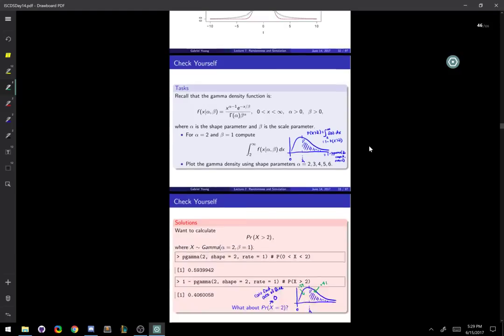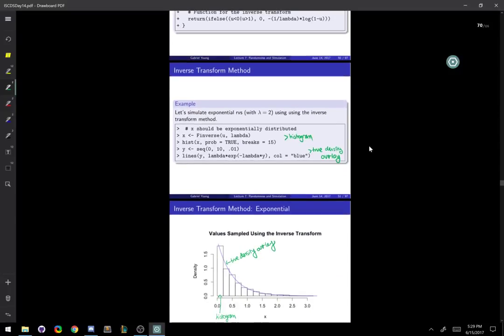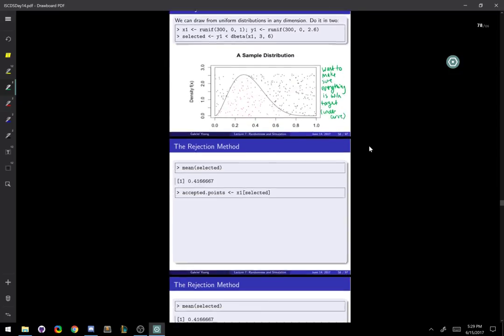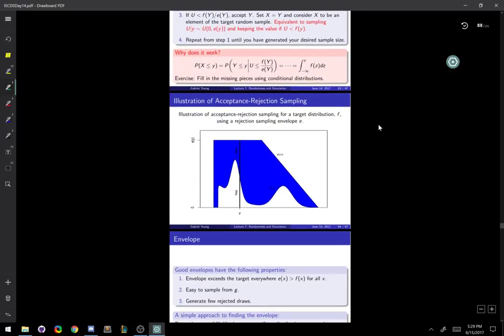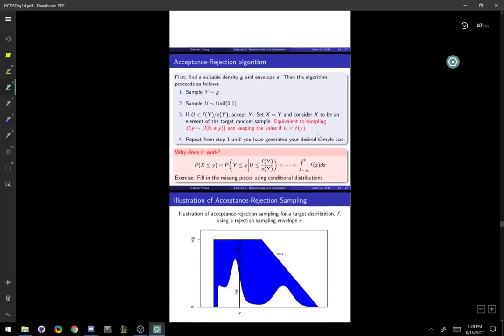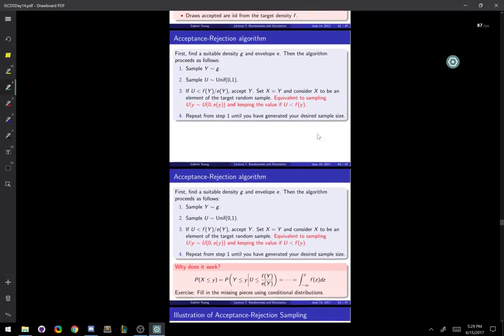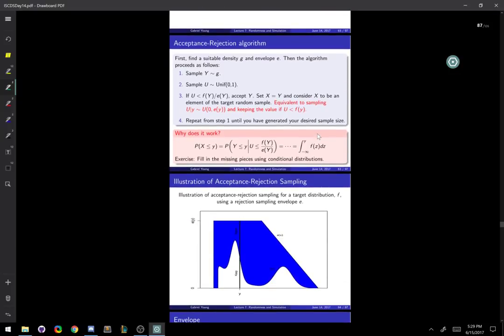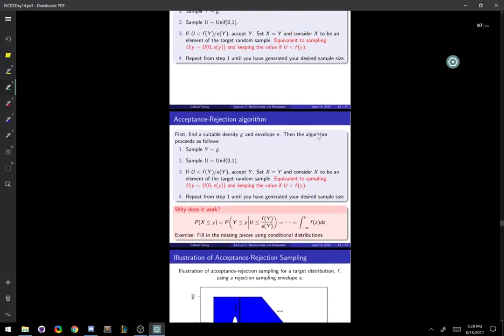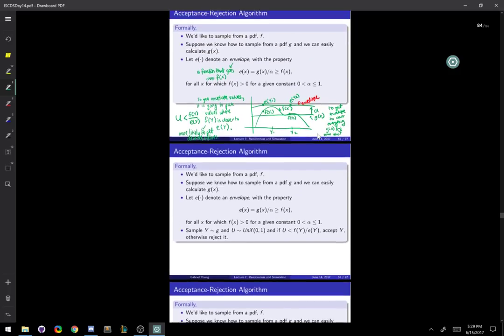Sure. Mathematically, this doesn't seem like it's convincing you yet, but you can actually prove that it exactly extracts the target distribution every time. So alpha is the expected proportion of candidates that are accepted. If you're curious, draws accepted are IID from the target distribution. So it actually does come from the target distribution. I know it seems counterintuitive.